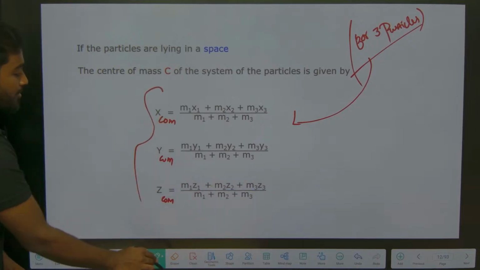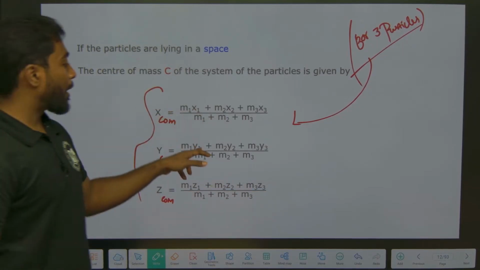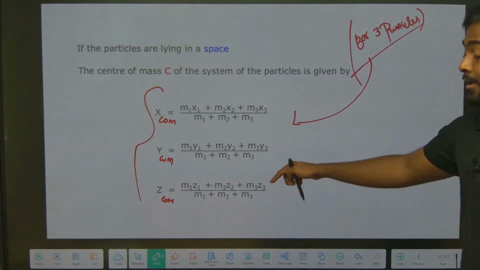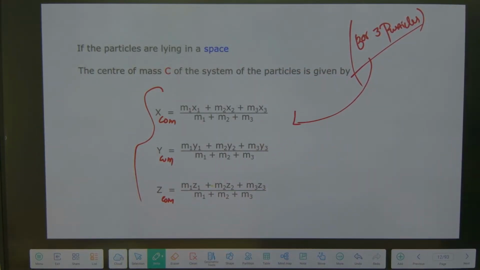So this is for the space. And this x, y, z is the distance in their particular axis.